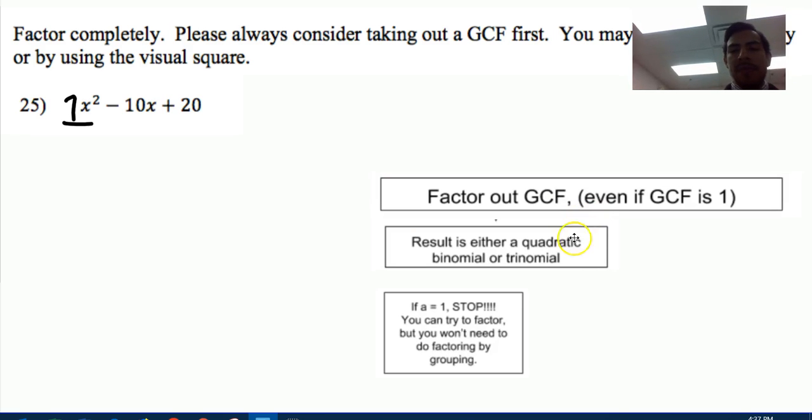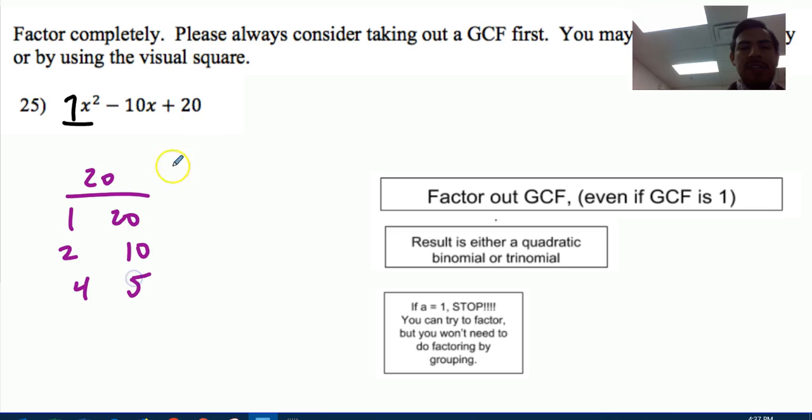So, our result here, when we factor 1 out as the GCF, I still get that quadratic trinomial. So now I'm going to look at the factors of 20. Factors of 20 are going to be, I think we did this already, 1 and 20, 2 and 10, 4 and 5. And I need two factors that multiply together to get a positive 20, and those same two factors need to add together to get a negative 10.